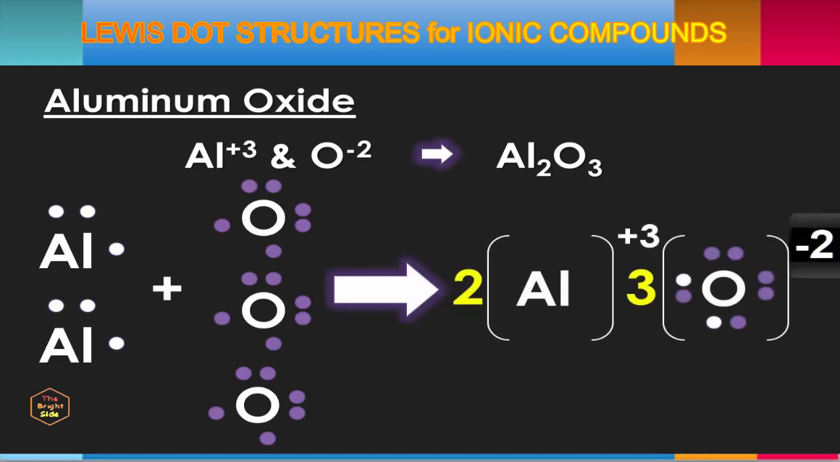You put the big numbers in front of the Lewis dot diagrams of the ions to represent how many of those ions we have in the compound. But the trend remains the same. You will have no dots next to your metals, 8 dots next to your nonmetals, and you have to make sure the charges are written in.